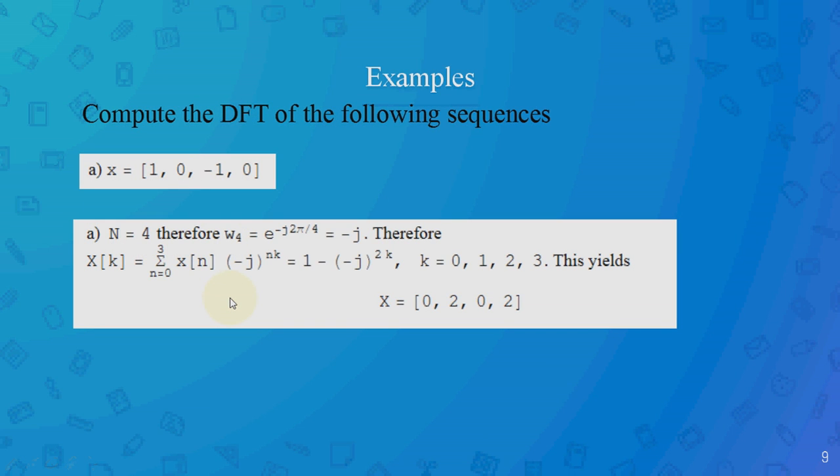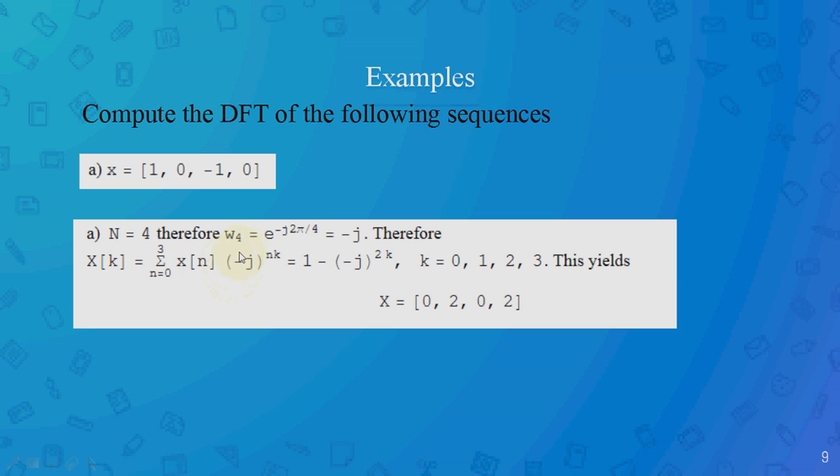Here are some examples to compute the DFT. Suppose the input sequence is given as x equal to 1, 0, minus 1, 0. So you can use the formula X of k is equal to summation n equals 0 to N minus 1 of x of n e raised to minus j 2 pi kn by N. Here N is equal to 4, so n equals 0 to N minus 1 means 0 to 3.